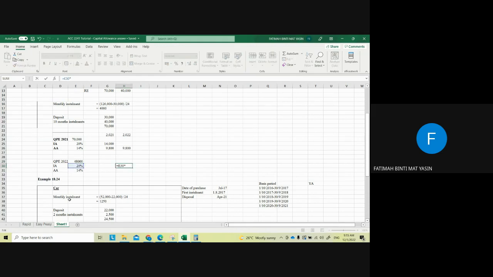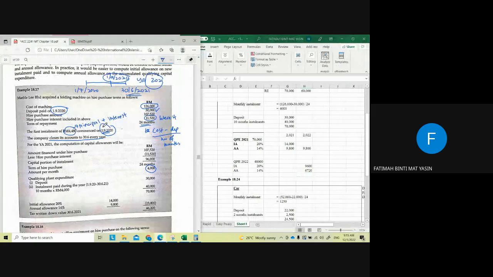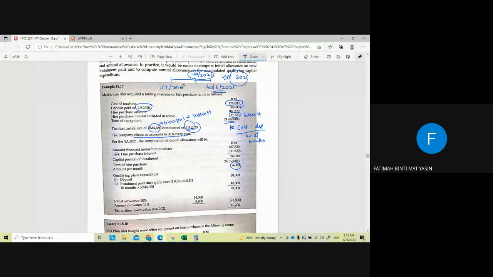Okay, you multiply 48,000. So that is basically the initial allowance for 2022. Then the company also claims the 40%, you multiply 48,000. So that's for 2022. But the question doesn't ask you to calculate for 2022. So later when we do the tutorial, then you will discover this. Okay, how you calculate the details until the end.